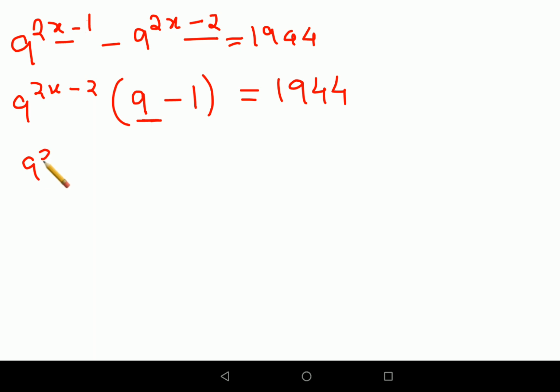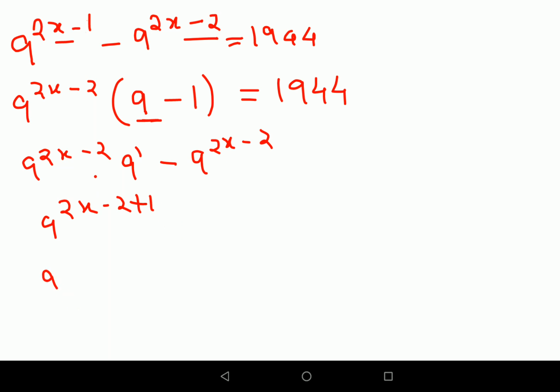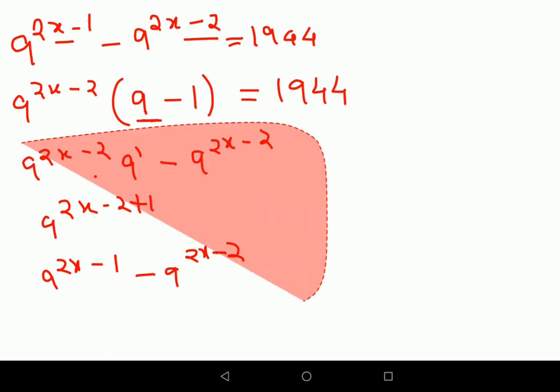Let's do 9 raised to 2x minus 2, open the brackets, and you have into 9 minus 9 raised to 2x minus 2. Using the law of indices, here you need to add. So 9 raised to 2x minus 2 plus 1, the rest will remain the same. So this comes out to be 9 raised to 2x minus 1 minus 9 raised to 2x minus 2. I hope this is very clear to everyone, with no confusion or doubt in your head regarding this.